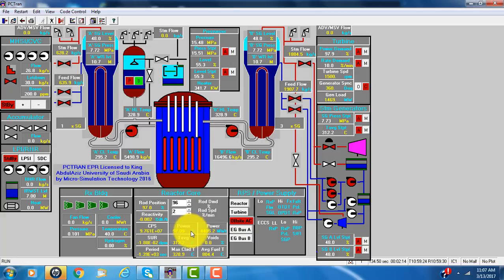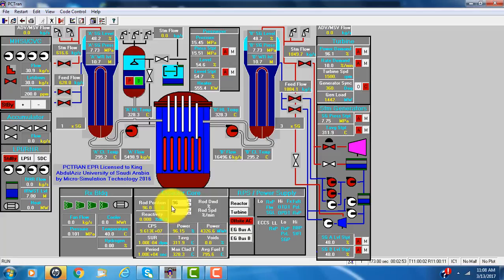Here's the cursor, the pointer. You see, 97%, it goes down. And the counts per second, that's the neutron monitor. There's another very important number called reactivity. That's a measure of how much chain reaction is going on. The units are percent, delta K over K. It's negative, okay? And that means the reactor power will go down. Starting from 100%, now we are already down to 96%.